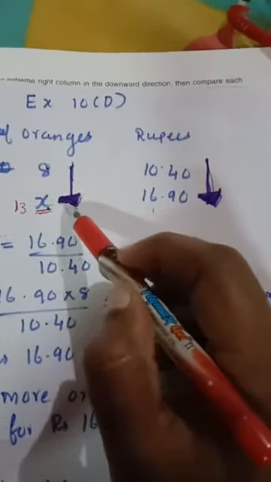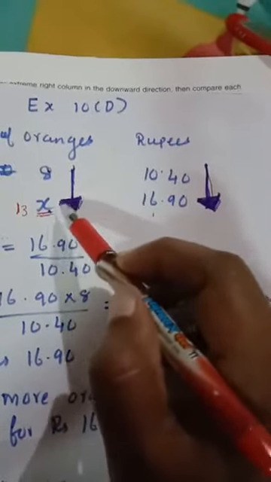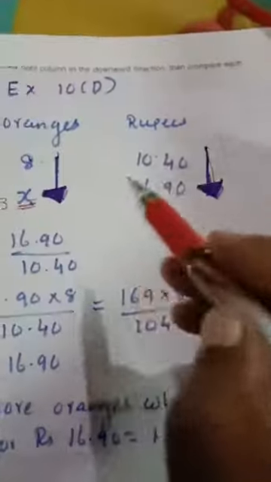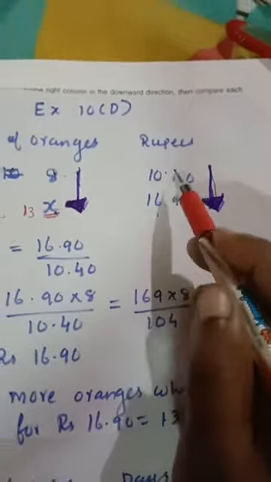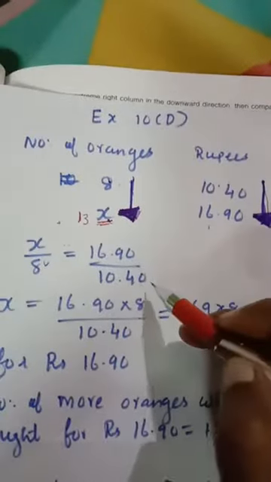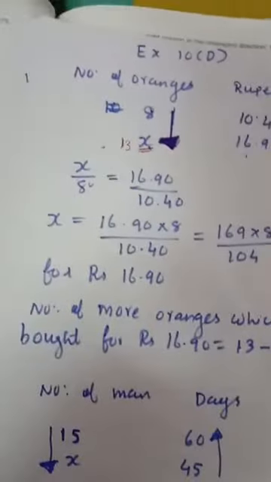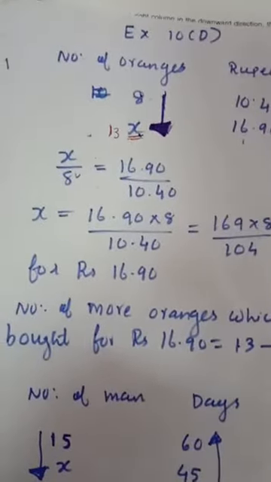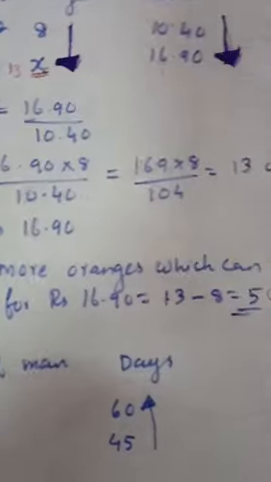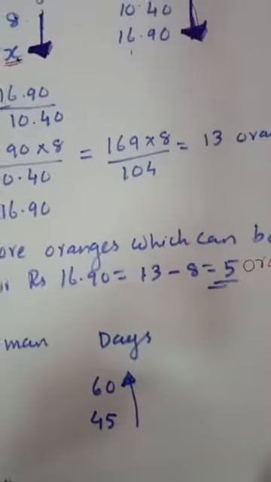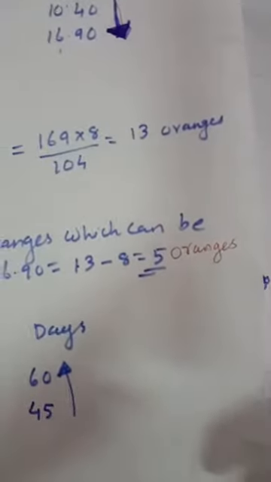Now the top of the arrow is here. So take this number, x by 8 is equal to 16.90 by 10.40. Then x is equal to 13 oranges. Then how many more oranges is the question? So the number of more oranges which can be bought for rupees 16.90 is 13 minus 8, 5 oranges.